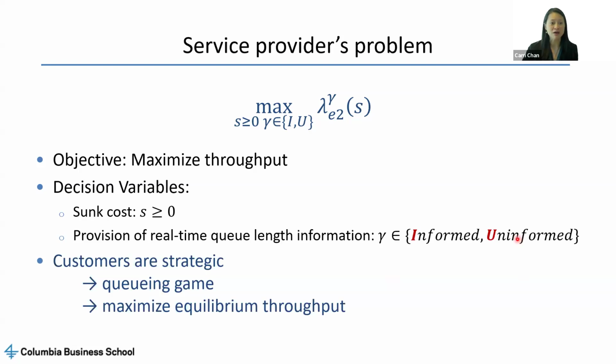And so again, the customers are strategic. We enter into a queuing game, and the goal of the service provider is to maximize the equilibrium throughput subject to the customer's best response. All right, so I'm going to start breaking down the analysis from the customer's standpoint, and then we'll bring it back together to, based on how customers behave, figure out what the service provider should do.